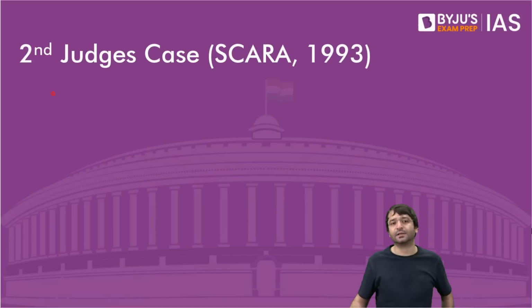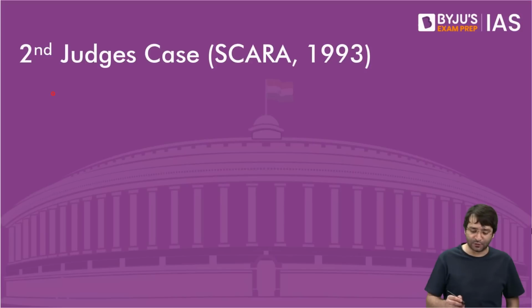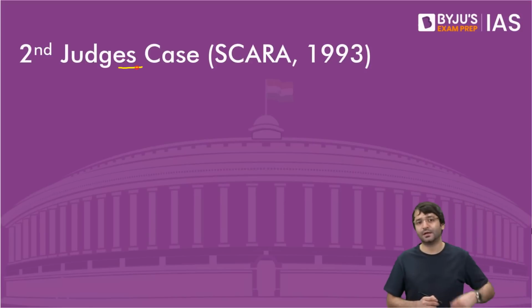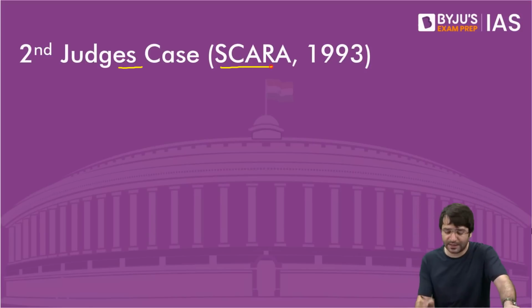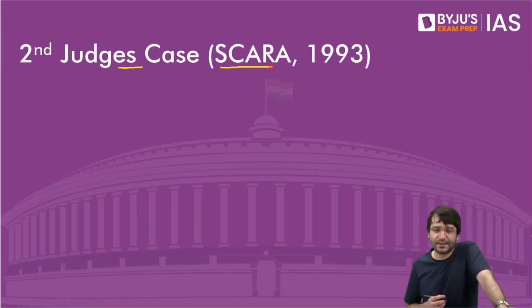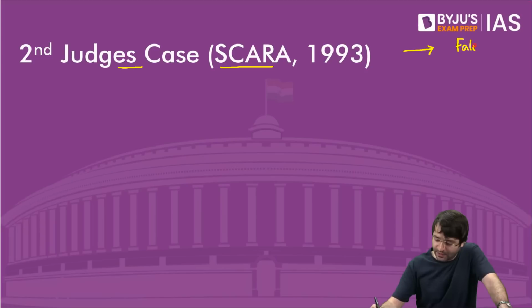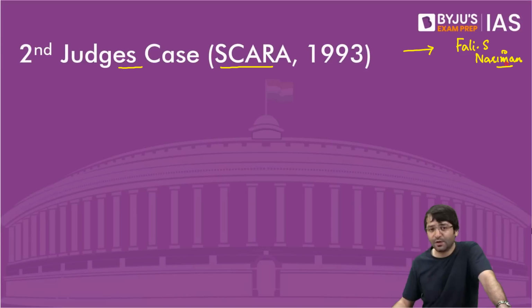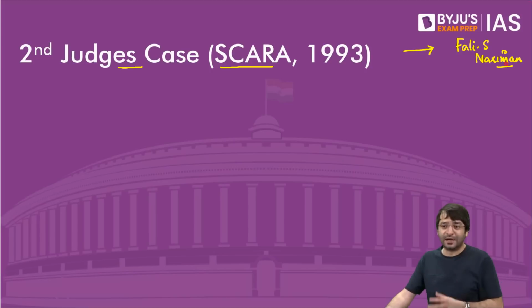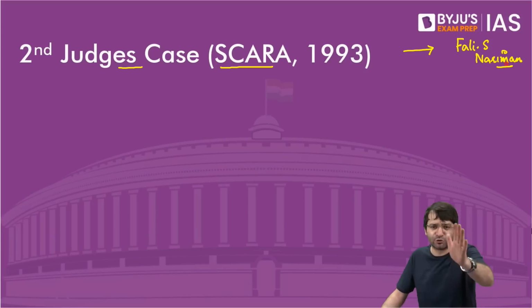Then less than a decade later, SCARA versus Union of India, known as the second Judges case. SCARA stands for Supreme Court Advocates on Record Association versus Union of India. And this time, the lead lawyer is Fali S. Nariman, who was one of the very close lieutenants of Nani Palkhivala. Nani Palkhivala had groomed Fali S. Nariman, and now Fali S. Nariman is approaching the court, challenging the role of the executive in judicial appointments, saying the executive should not have any role.